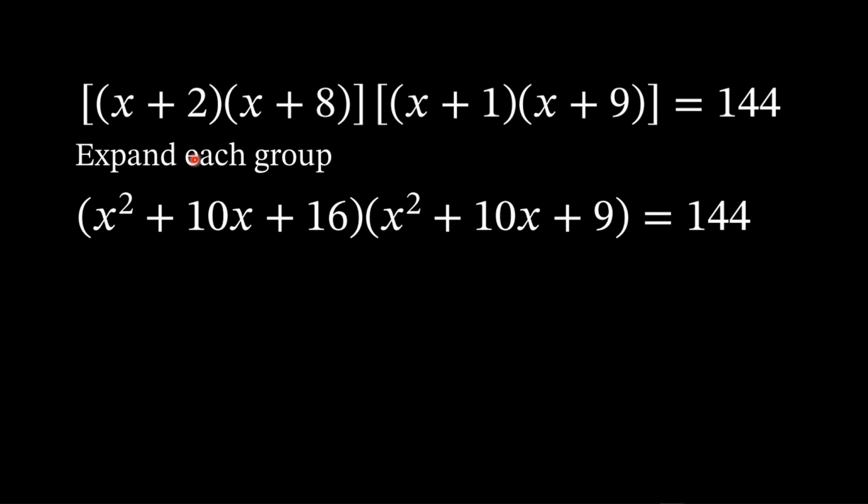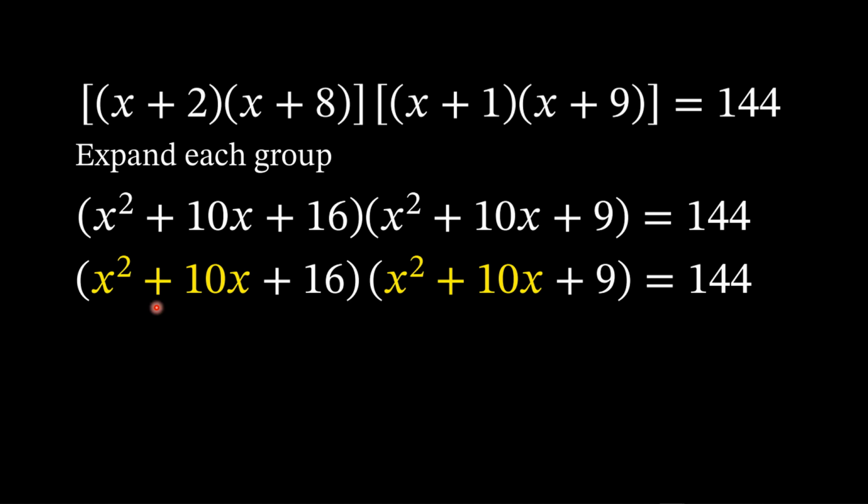Expanding this first bracket gives x squared plus 2x plus 8x plus 16, which equals x squared plus 10x plus 16. Expanding the second bracket gives x squared plus x plus 9x plus 9, which equals x squared plus 10x plus 9. Notice where the 10x appeared. That's the pattern showing up again. You see, this is the idea behind problems like this.